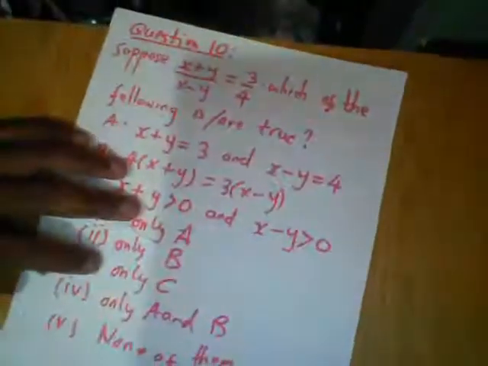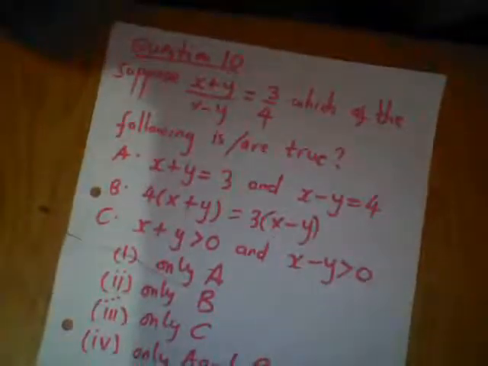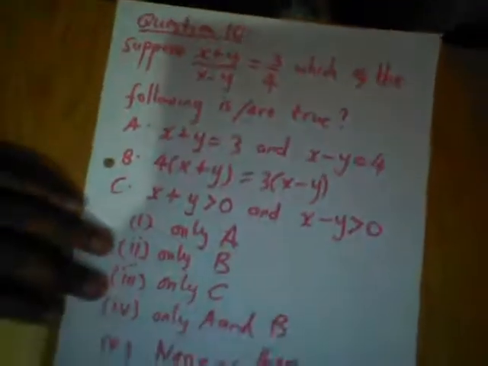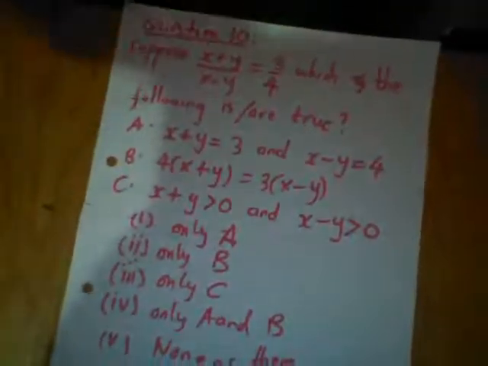Okay, let's go for question 10. So for question 10, it says, suppose this equation here is given, x plus y equal to 3, which of the following are true? I'll take it on one page here. I think everybody can see that equation. Which of the following are true? So I can do some of this straight away.